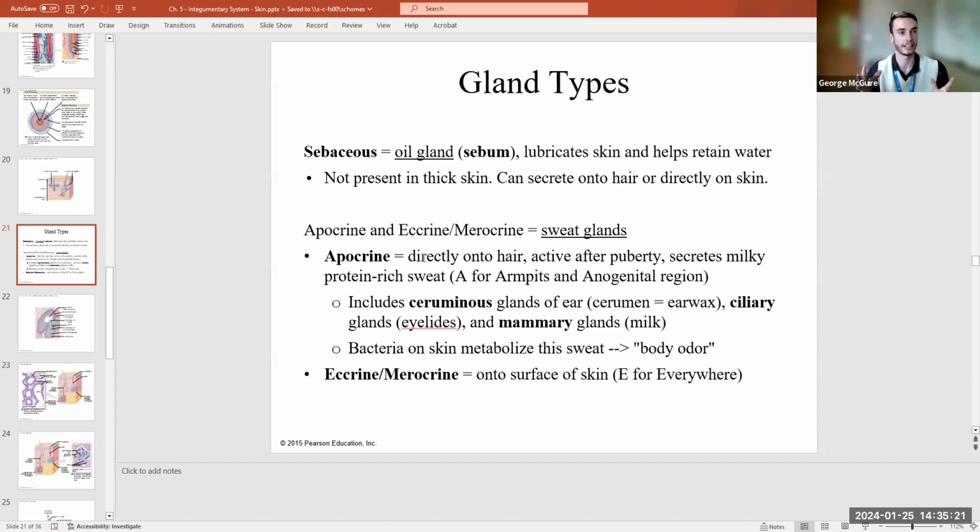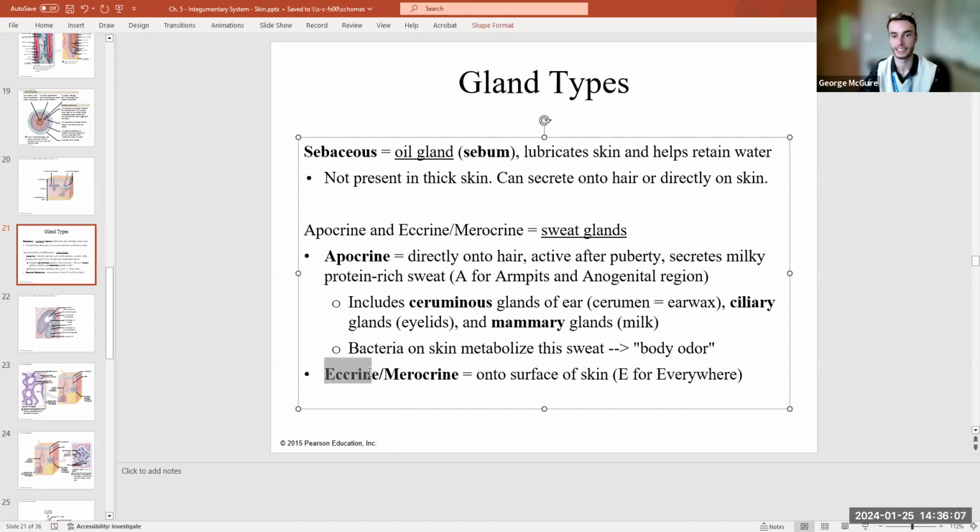And evolutionarily, this is likely a signal to others that the individual has reached maturation, that they have finished puberty, and they are now of reproducing age, right? So acting as pheromones in that way. And we do have a few different examples of modified apocrine glands that have their own name and slightly different secretions. So this includes the ceruminous glands of our ear, which produce earwax instead of that milky protein-rich sweat. It's a modified sweat. We have the ciliary glands of the eyelids. And then mammary glands, which secrete milk. These are all different types of apocrine glands.